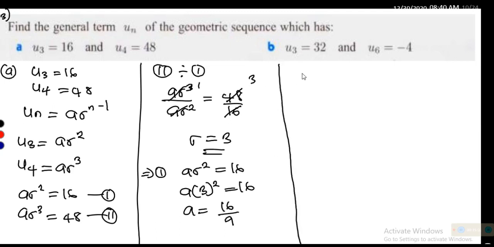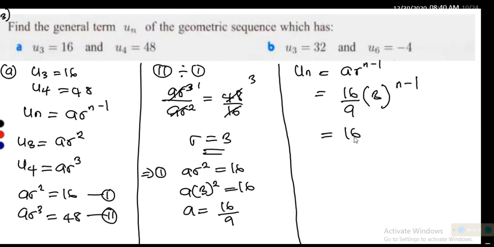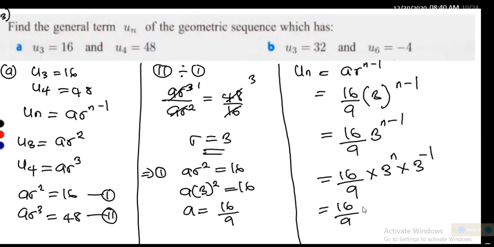And then we can find our Un now, which is AR raised to the power n minus 1. So which is 16 over 9 multiplied by 3 raised to the power n minus 1, which is of course 16 over 9 multiplied by 3 raised to the power n multiplied by 3 raised to the power minus 1, which is 16 over 9 multiplied by 3 raised to the power n all over 3. Okay, of course, let's not do it that way. I'll write it in another form, a better form, I think.